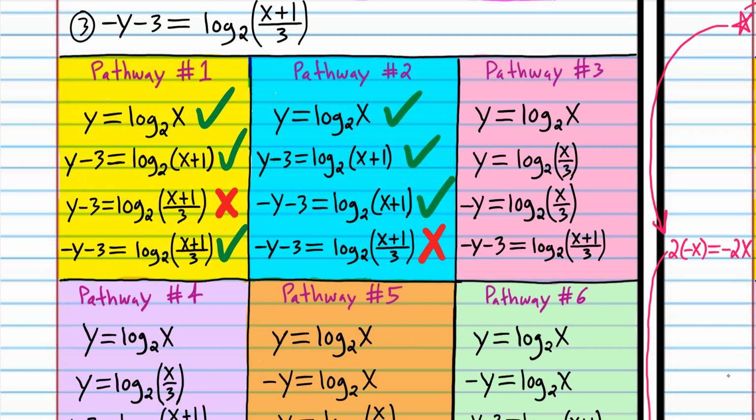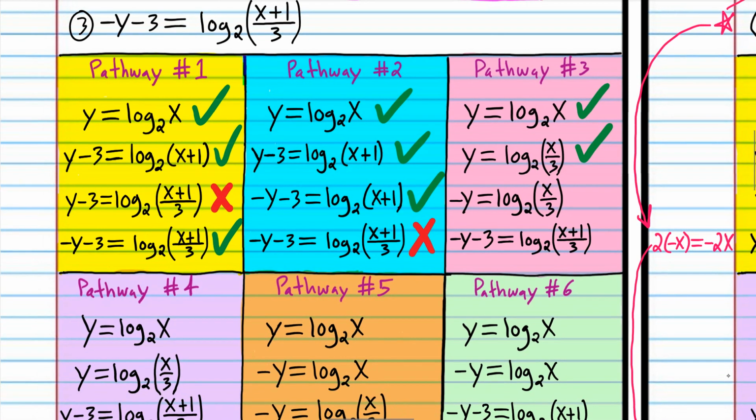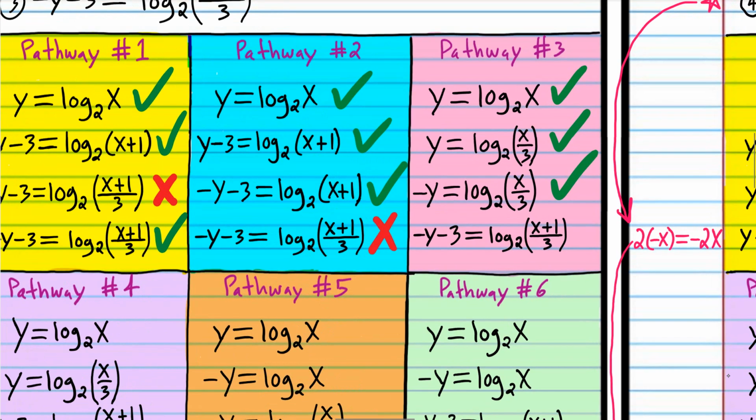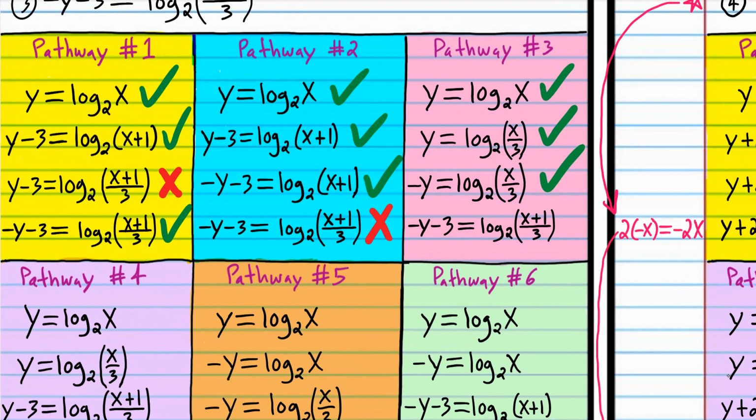So that pathway is not going to be the appropriate choice. Now we're going to try pathway number 3. We start with the parent equation, replace x with x over 3. That tells us to multiply all the x values of the points in the previous graph by 3. Then we're going to replace y with negative y. That tells us to reflect across the x-axis. Then we're going to replace x with x plus 1. That tells us to move the graph 1 unit to the left.